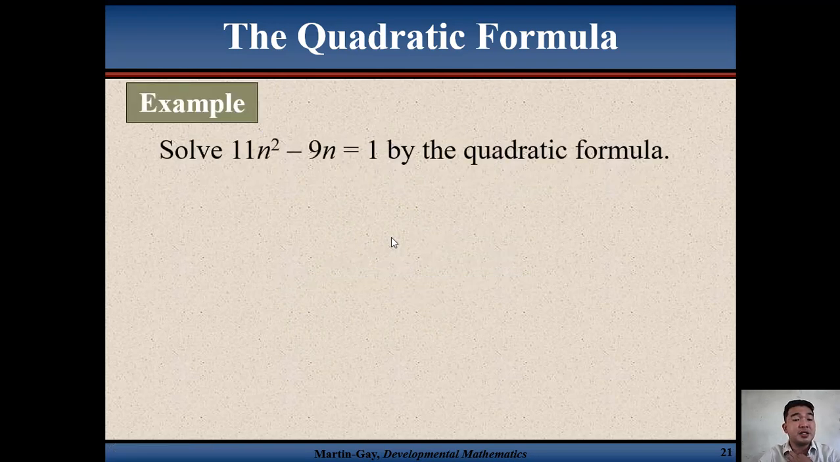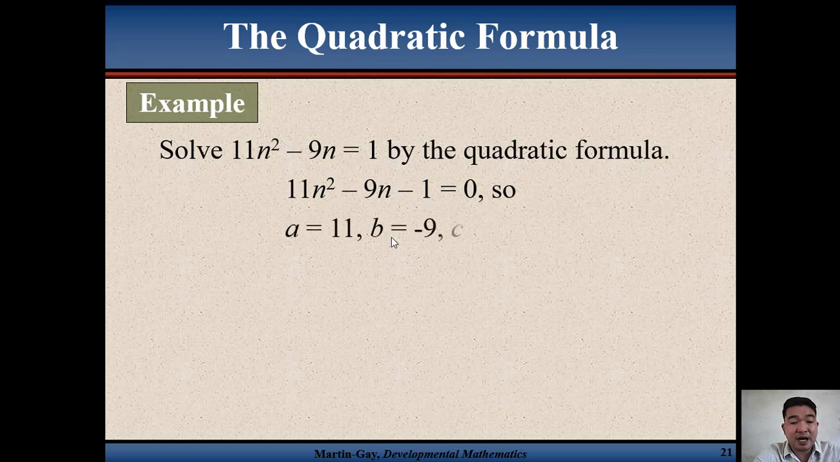So, for example, we solve 11n squared minus 9n equals 1. If we are going to apply the first two techniques in solving the quadratic equation, it will be a little bit harder. So, let's just use the quadratic formula. So, we transform the equation into the general form. So you will have 11n squared minus 9n minus 1 equals 0. So we equate the quadratic equation to 0.